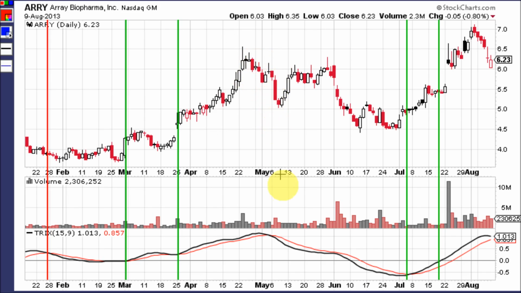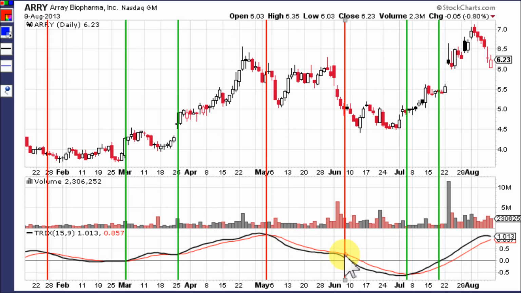breaks down. The Trix gives the sell signal right here when it crosses down through the signal line. That was right before the break of support. So that was early warning that the stock might be going down. Okay, then the Trix goes down towards the zero line. Right here it crosses down through the zero line, which is also very bearish, and the stock goes down.